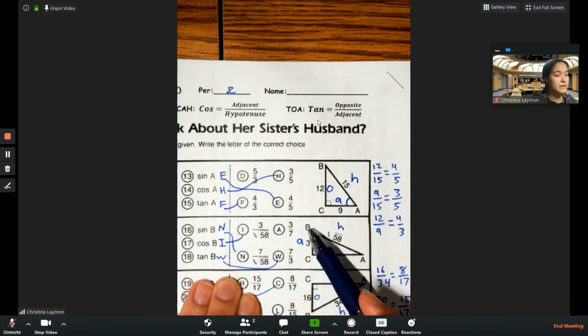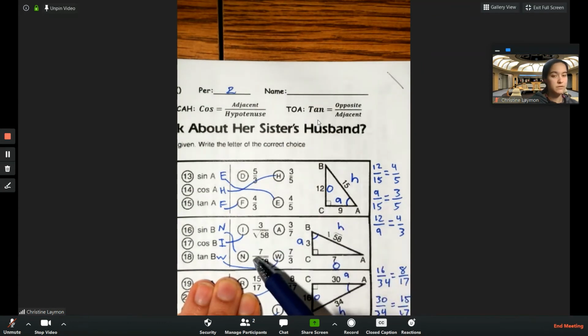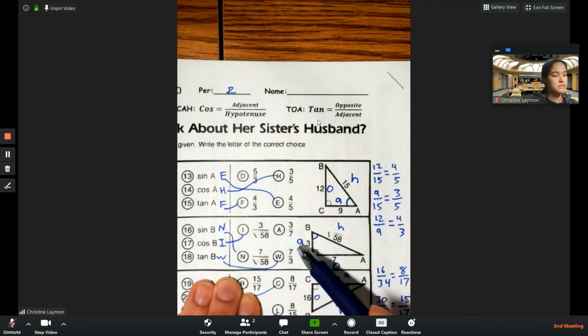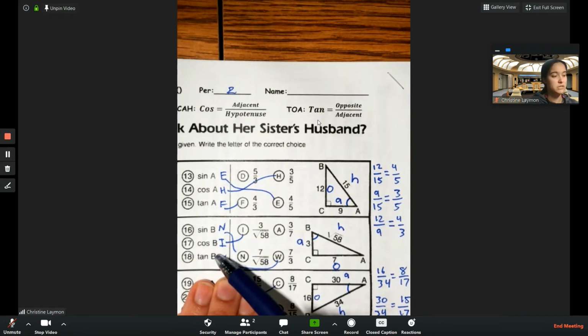So the sine of B, opposite over hypotenuse, 7 over root 58. Cosine of B, adjacent over hypotenuse, 3 over root 58. Tangent of B, TOA, opposite over adjacent, 7/3.